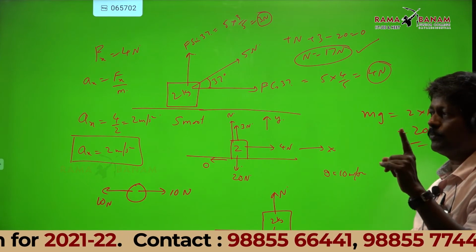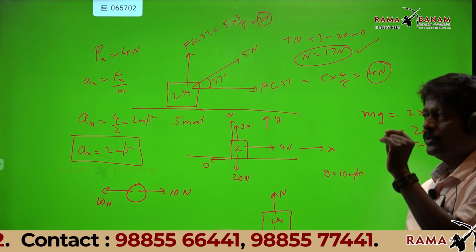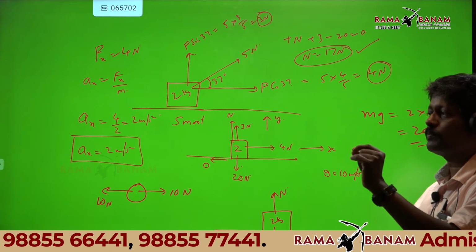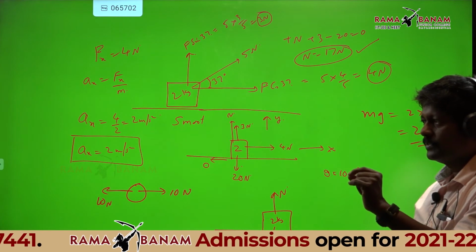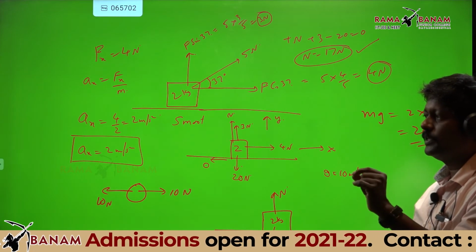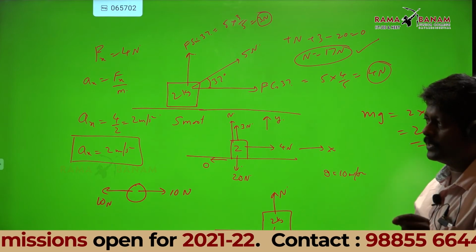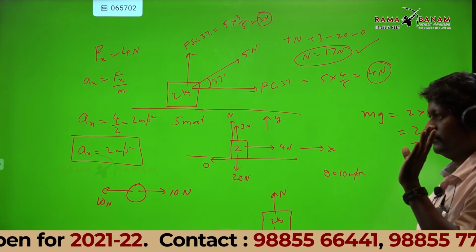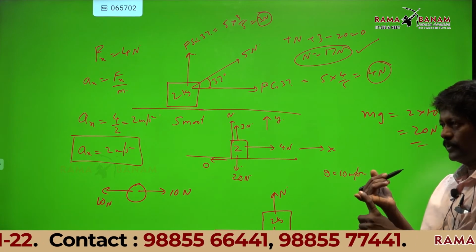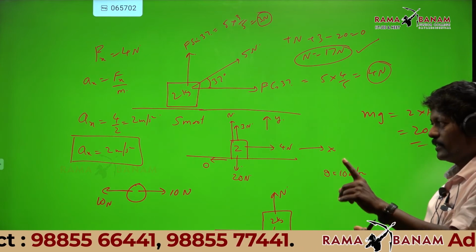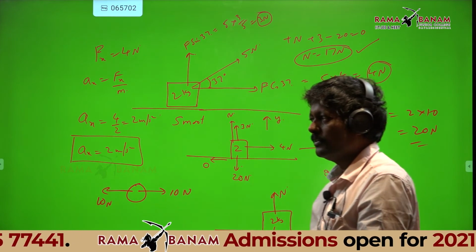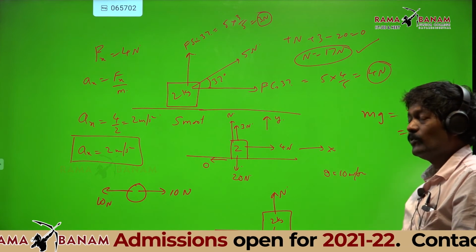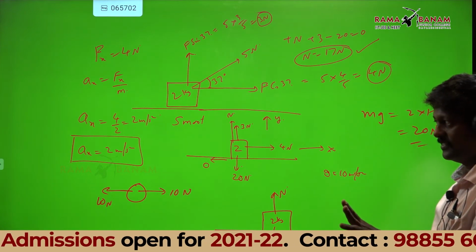What is the important point we discussed now? Normal reaction is always perpendicular to the surface, whereas the weight of the body may or may not be perpendicular. That is the first very important point. Next, weighing machines record only normal reaction.